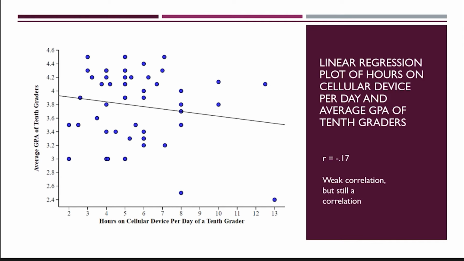Here is the linear regression plot of hours on cellular device per day and average GPA of 10th graders. As shown by this line right here, the R is equal to negative 0.17, which means it's a weak correlation, but there is still a correlation to be found. As you can see, the dots are not very tightly packed together, but there is enough data to show an LSRL.